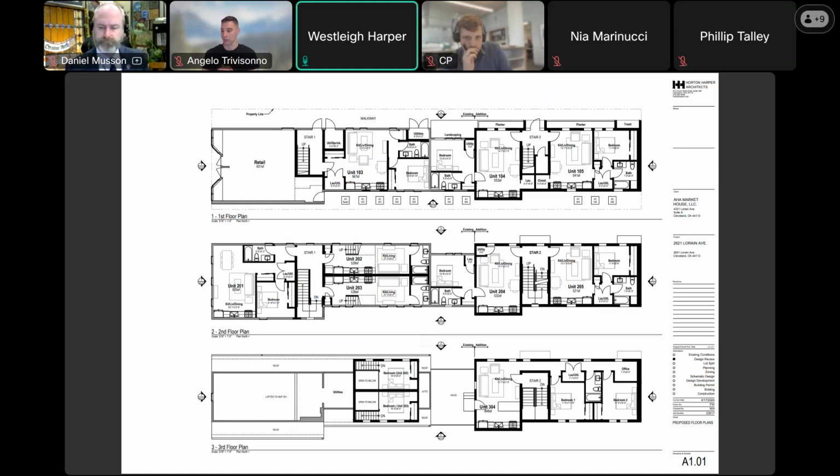Up on the 3rd floor in this scheme, we show lofted spaces for units 202 and 203. In the updated plans, there would simply be a lofted area above unit 201, which is closer to Lorraine Avenue. And then the 3rd floor plan for the addition would no longer exist, essentially. Next.